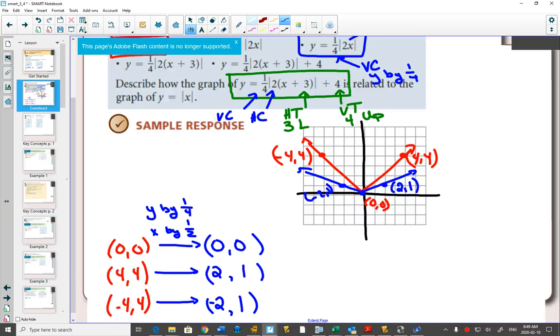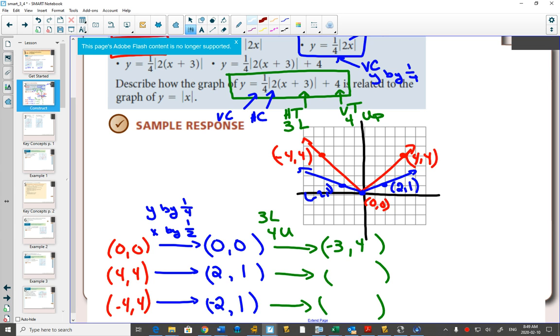Then, after you've done your stretches and compressions, and this is what I'm going to show with these green arrows, you can say, I need to go 3 to the left and 4 up. What's going to happen to these points now? 3 to the left will take me -3, 4 up to 4. 3 to the left, -1, 5. And 3 to the left, -5, 4 up, 5. And we can label those points on our graph: -3, 4, -5, 5, and -1, 5.